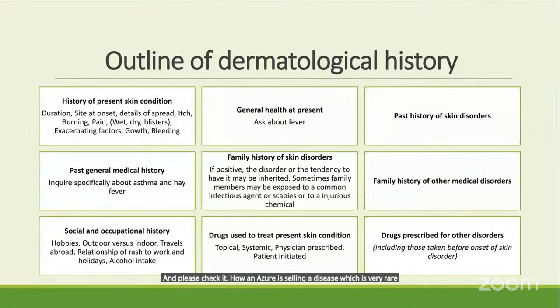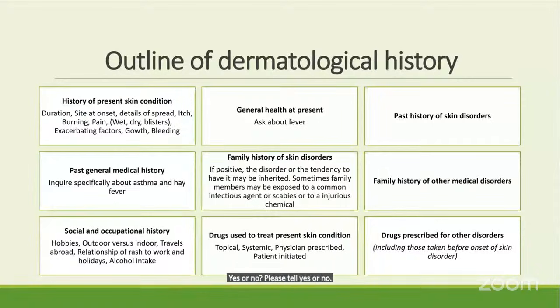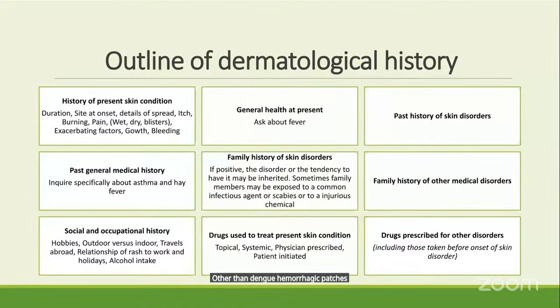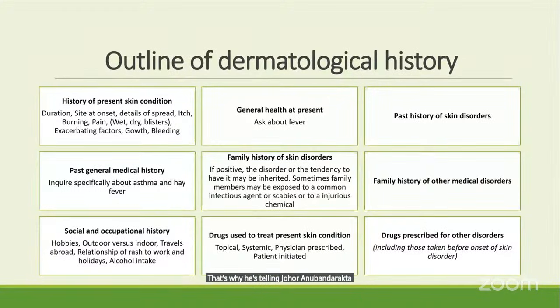How many of you have seen a bleeding disorder in your life other than dengue? I have not seen a case other than dengue. Yes or no? Hemorrhagic patches due to typhoid, okay, but other than dengue, no. How can an Acharya write about a disease which is very uncommon? Acharya is mentioning Raktapitta, which is nothing other than dengue hemorrhagic fever, the last stage of dengue. That's why he is saying Jvaranubandha Raktapitta. It is typically mentioned in Madhava Nidana, you can check.